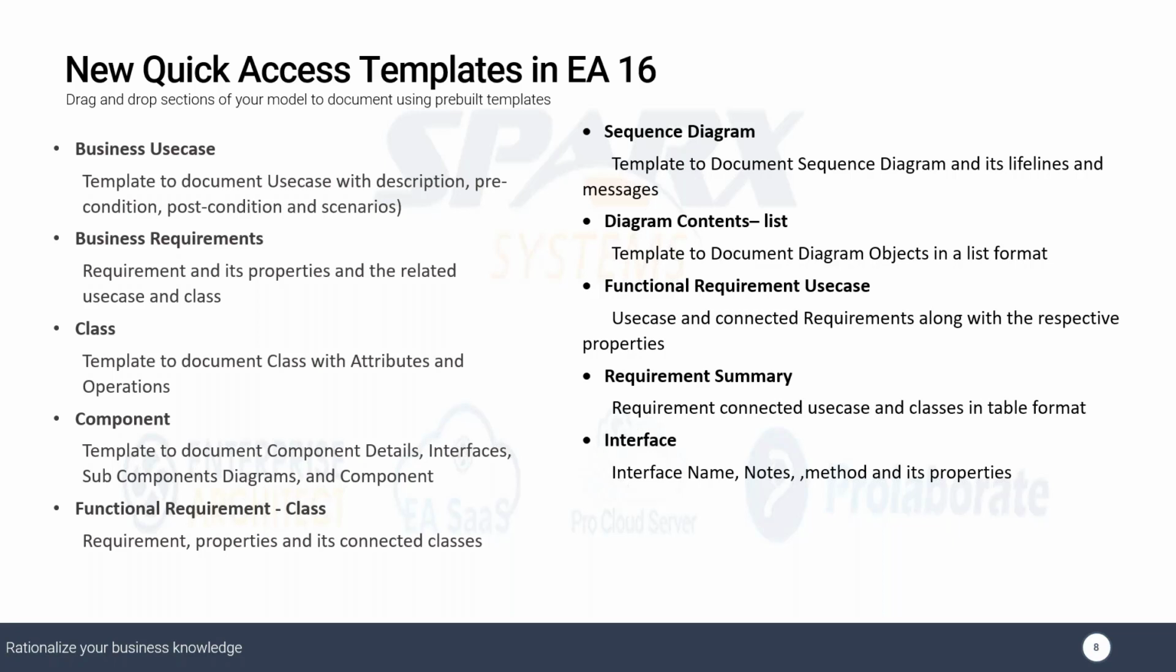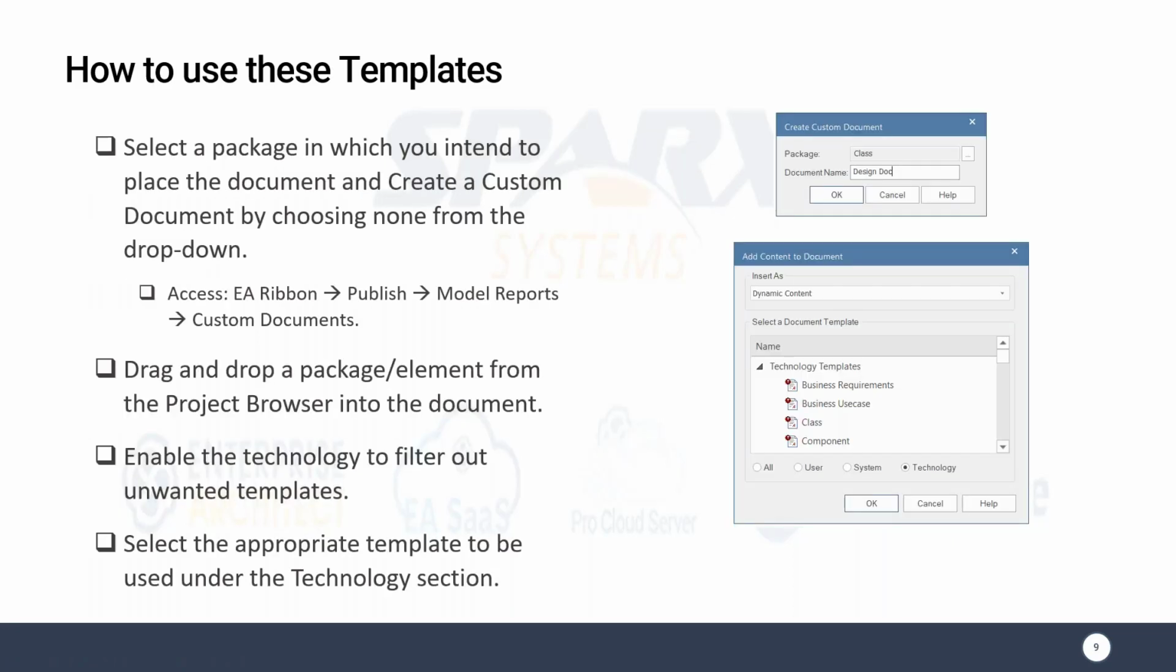Where you'll get to see the diagram list and functional requirement use cases, requirements summary, and an individual template for interfaces as well. So the very next step, post enabling the framework, would be how to use these templates in real time. It's very simple. In the existing version, the usual documentation is like you have to press F8, or you have to get into the specific options to generate the document. But this one is very simple. The custom document is very simple, whereas you have to just select the package in the project browser and create a custom document by just selecting the menu shown here. And so you get to see a custom document in place.